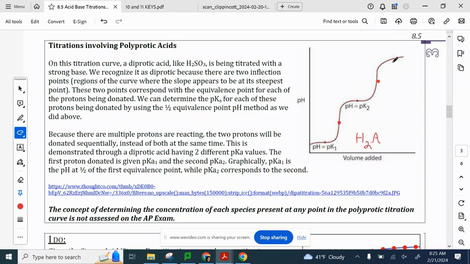So we may not know what that anion is here, but we could derive the formula of it just from this graph. Does that make sense? Because you've got two hydrogens that are getting neutralized. All right.